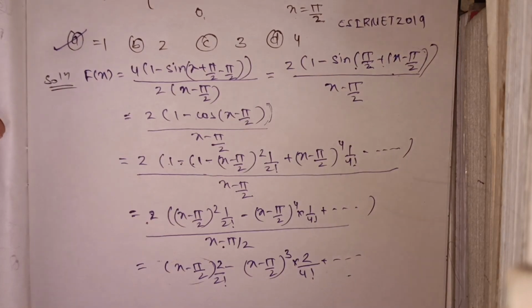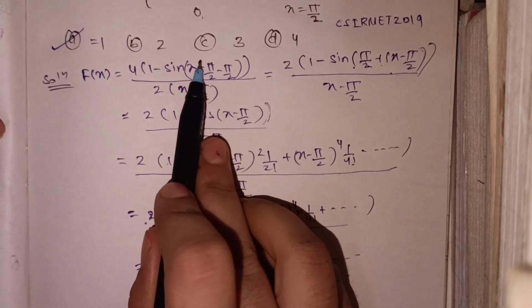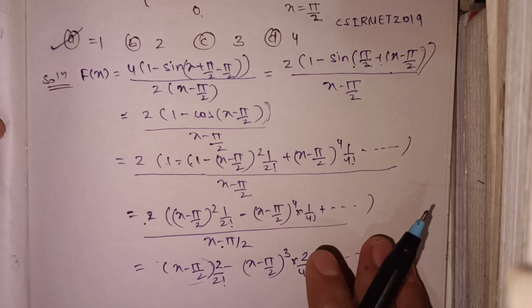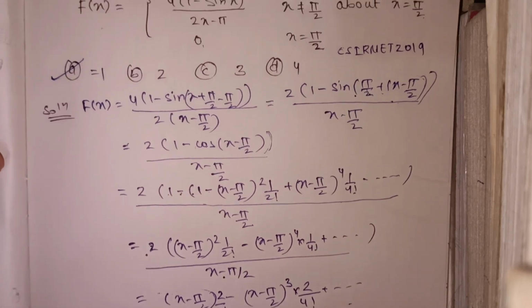So this is a simple question of complex analysis based on Taylor series expansion. We have to apply some manipulation in this function and solve it by the expansion of cos x and get the answer. So this is the solution of this question.